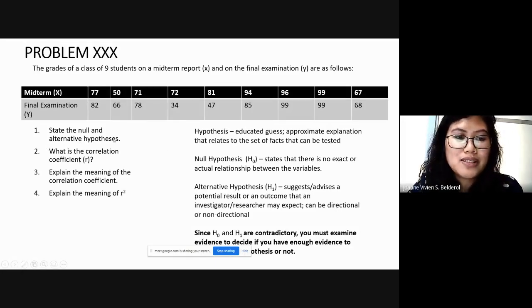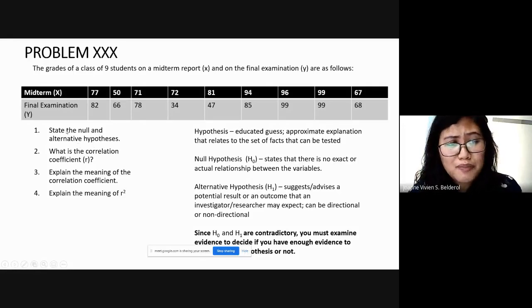This is how we will do correlation. First, you have to state the null and alternative hypothesis. Second, what is the correlation coefficient? Meaning, compute R. Third, explain the meaning of R. So you answer the question, what's the relationship between midterm report and final exam? And then explain the meaning of R squared, or your coefficient of determination.